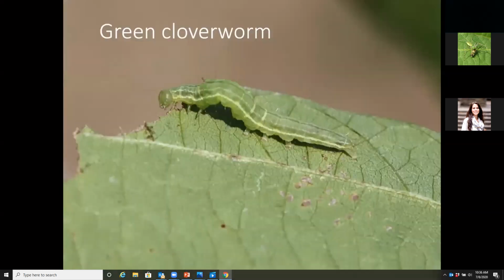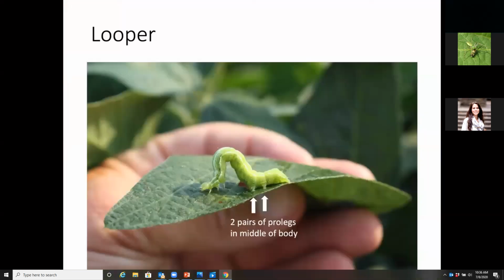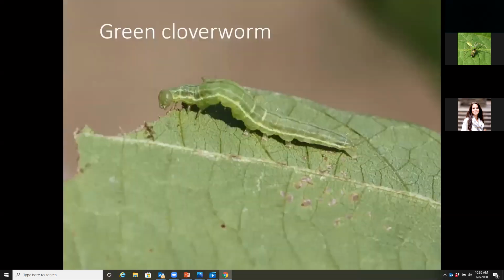So let's look at two of the most common defoliating caterpillars. These insects feed on the leaves of soybean plants. Now, many different species of caterpillars crawl along in that looping inchworm fashion, so you really can't accurately identify what the larvae are just by if they move this way. Both green cloverworms and soybean loopers, two pests of soybean, may move in this inchworm fashion, but these pests have very different treatment thresholds, so that's why it's important to correctly identify them.